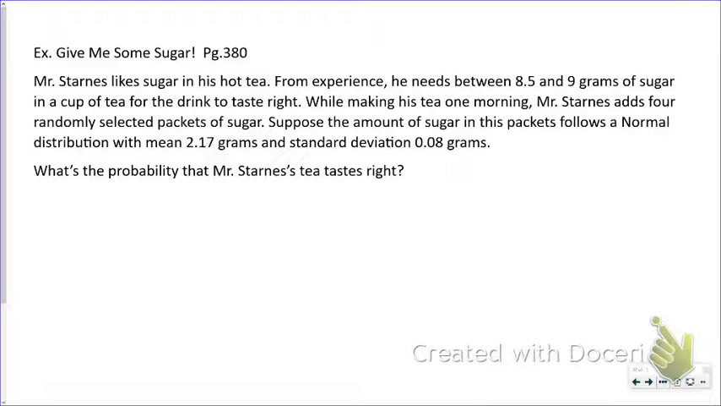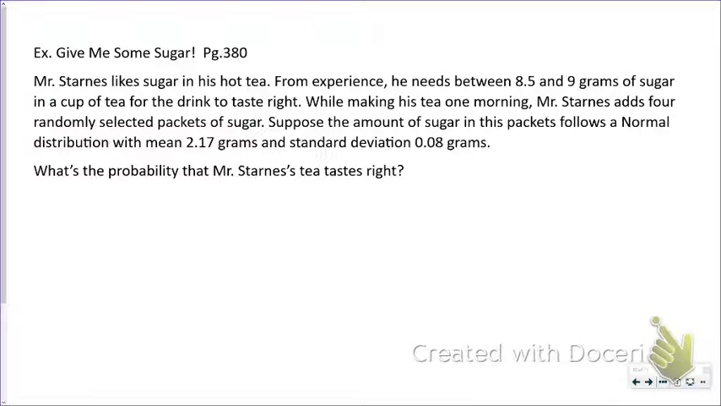So this Mr. Starnes likes sugar in his tea, and I guess he has it figured out that he typically needs 8.5 to 9 grams of sugar in his tea for it to taste right. He adds 4 packets one day to his tea. Is that enough? He conveniently finds out that 1 packet follows a normal distribution.